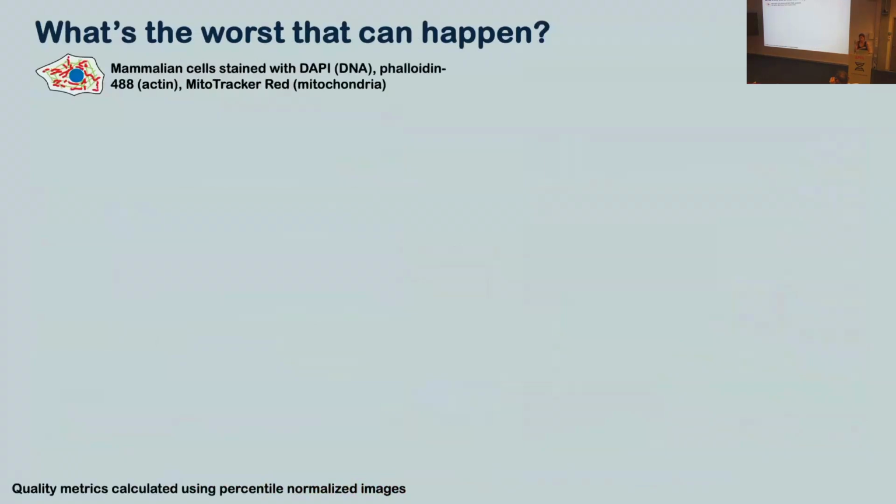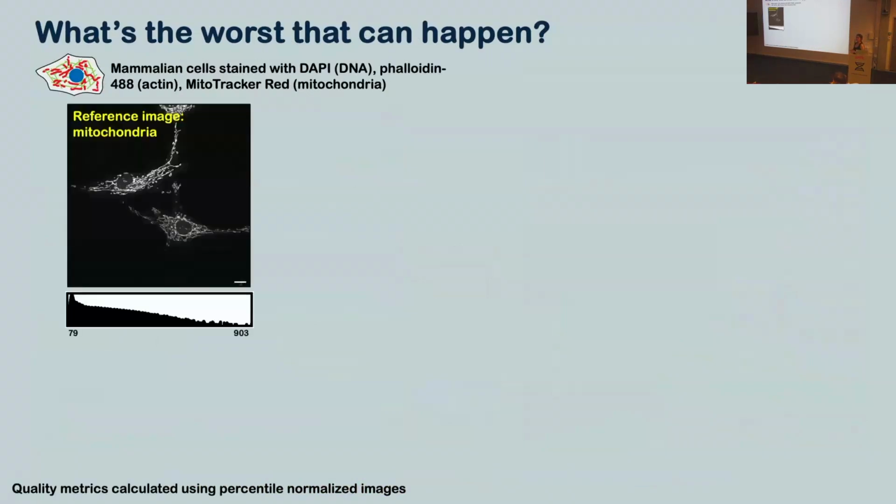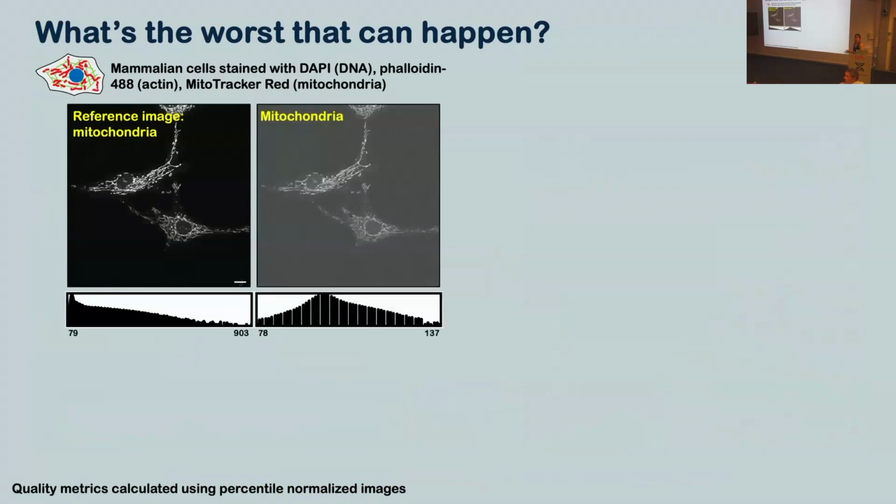Finally, to finish off, the question that usually ends every talk: what's the worst that can happen? So this is some 3-color imaging I've done. And the reference image that I'm going to use here is mitochondria. So I've got a nice high quality image of some mitochondria here. That looks pretty nice. What I've been doing the whole time is imaging the same structure, but at a lower illumination dose. And so you can see it's the same structure, but it's kind of noisy.